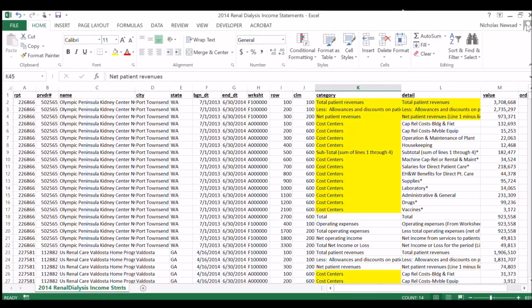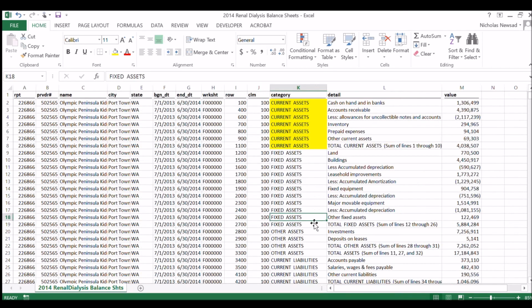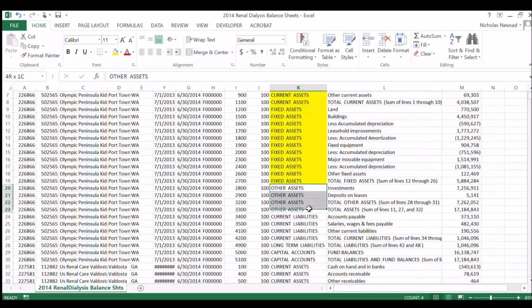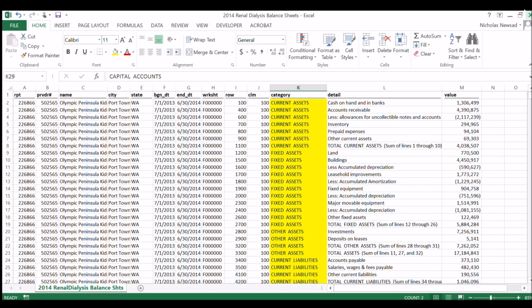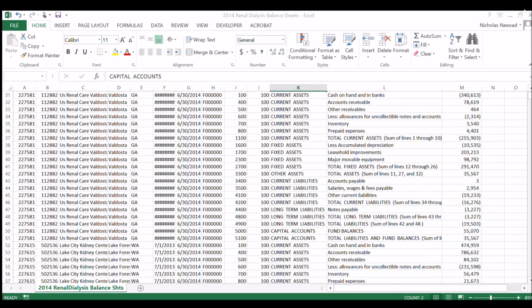Next is balance sheets. This is the same year, same renal dialysis center, so you have a bunch of different current asset categories: cash, receivables, inventory, prepaids. You have your different fixed asset categories: land, building, equipment, fixed and movable, and then other assets. And then all your standard liabilities, short and long-term liabilities, and capital accounts. So the balance sheet's pretty straightforward.